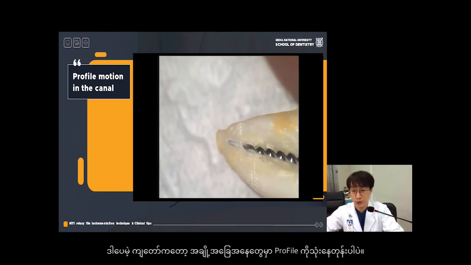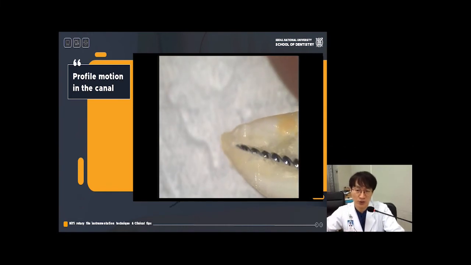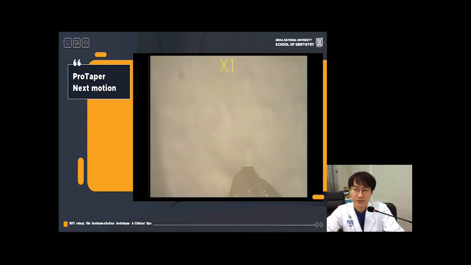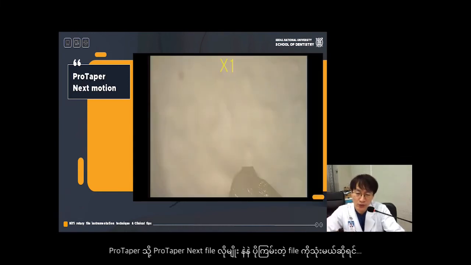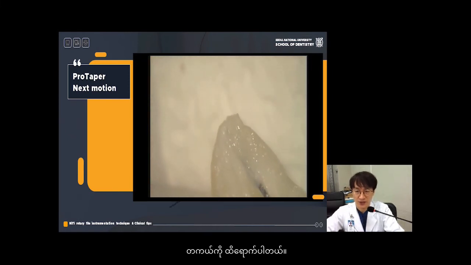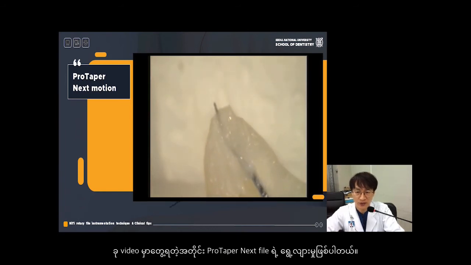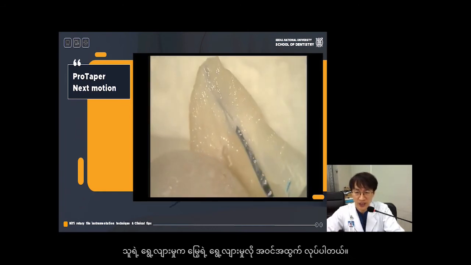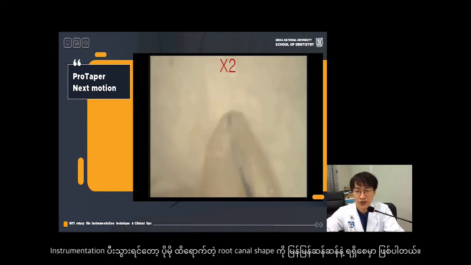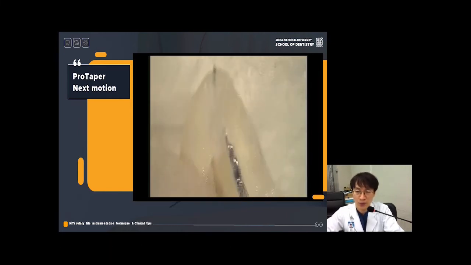But I still use ProFile in certain situations because, like I told you, it gives you a certain confidence. And when you move on to a little bit more aggressive file like the ProTaper file or ProTaper Next file, it is really efficient. Like you can see here, the ProTaper Next file moves like a snake, going in and out. And once you are done with the instrumentation, you're going to have a much faster and more efficient shape of the root canal.